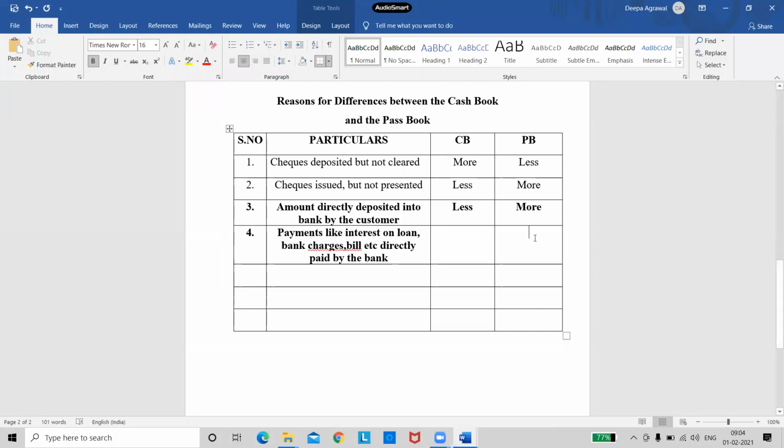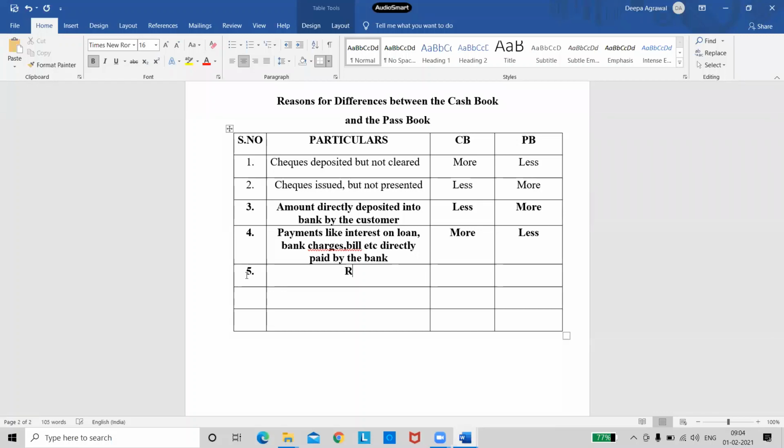Less, ma'am. And so my cash book balance will be more, because I do not have this payment entry in the cash book. So my balance is more, right? So is the fourth point clear? We will move ahead to the fifth one. So this was payments made directly by the bank.